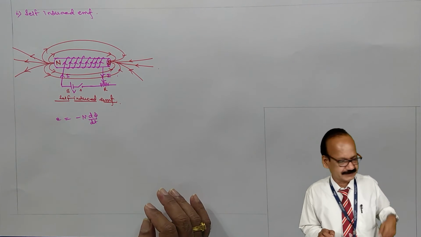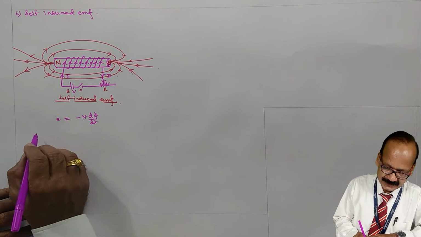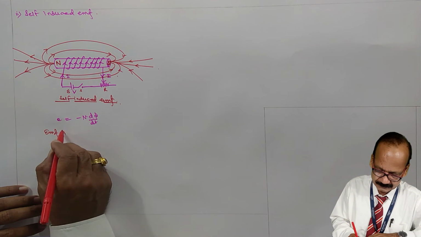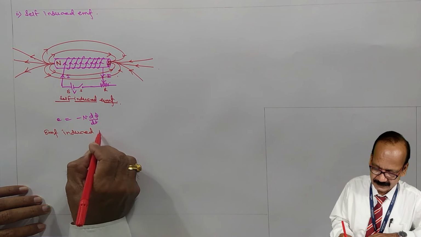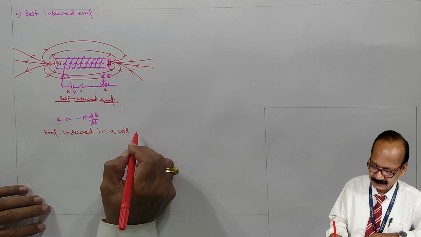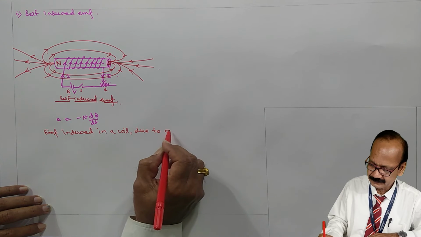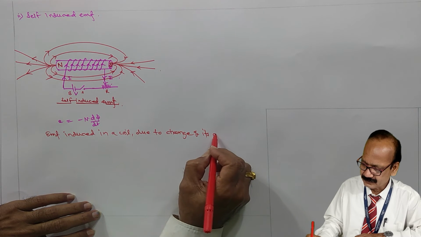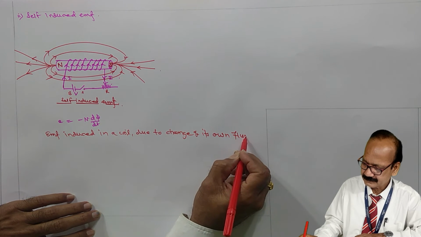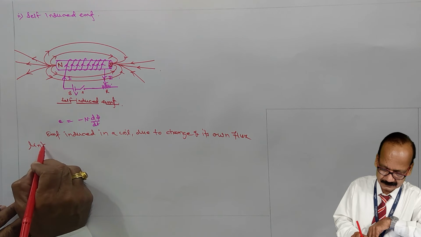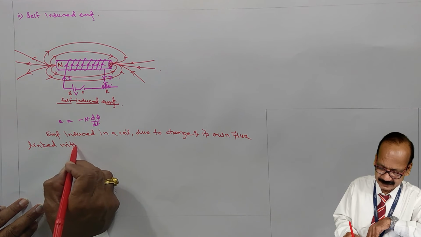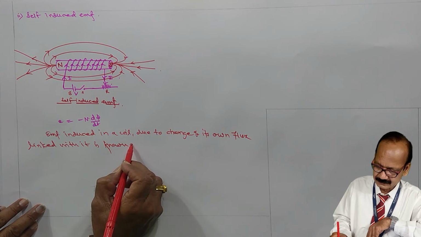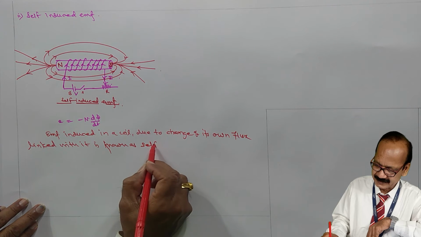So I will write here the definition. EMF induced in a coil due to change of its own flux linked with it is known as self-induced EMF.